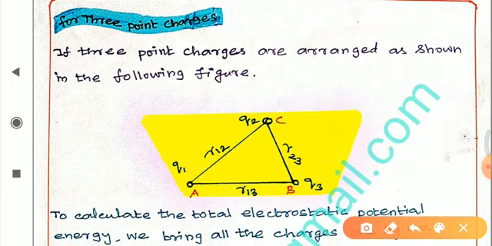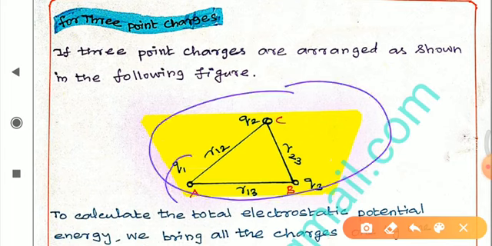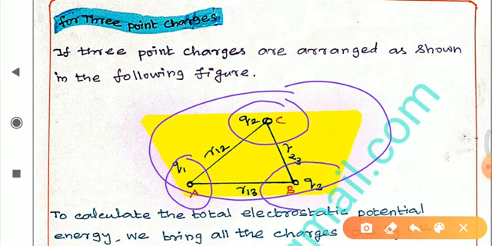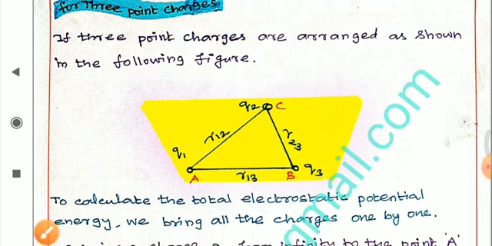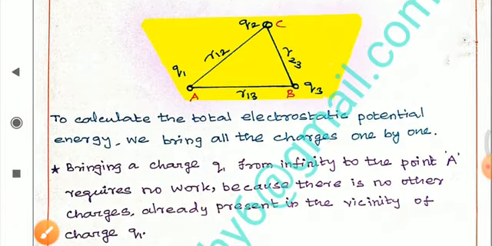If 3 point charges are there, we can imagine this diagram. At a point A, q1 is there. At a point C, I have taken, no problem, that is q2. At a point B, q3 is there. So the distance between the charges q1 and q2 is r12, between q1 and q3 is r13, and between q2 and q3 is r23. Now, what is the total electrostatic potential energy?